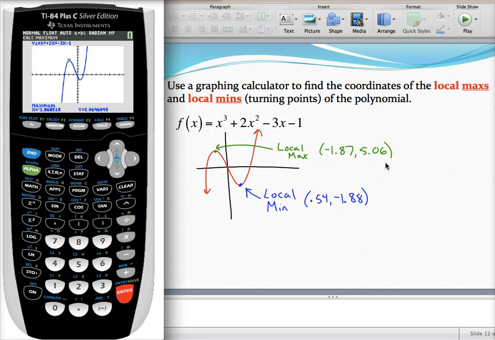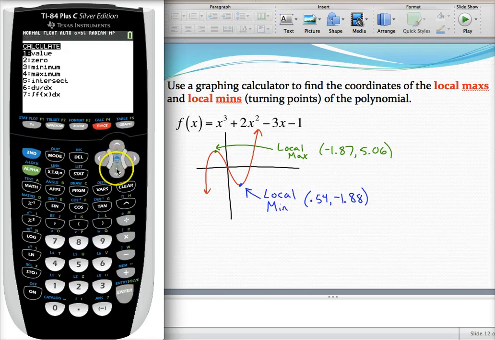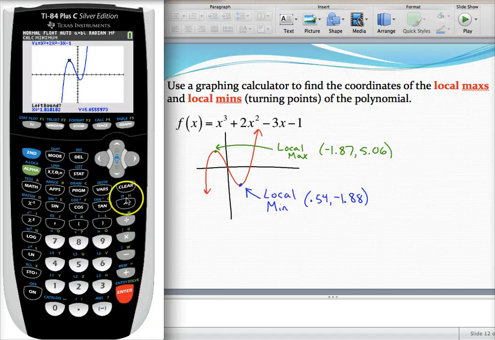To find your minimum, same thing. Just select minimum. So second trace. This time, select the minimum value. And once again, they'll ask you the same 3 questions. They'll say go to the left of the 0, go to the right of the 0, and press enter. So left of it's over here. Right of it's somewhere on this side. And then for guess, just press enter.